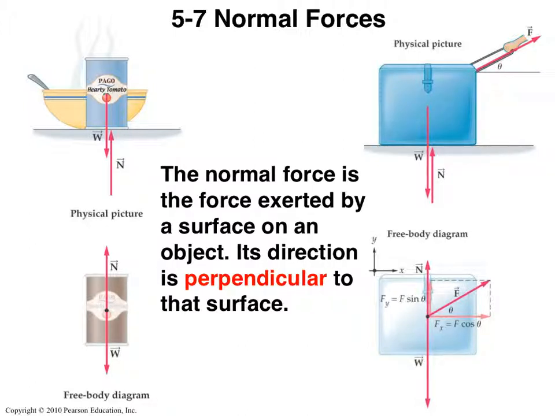Okay? The apple pushes down on the table, and the table pushes up on the apple. What do you mean by the normal force? That's the force that is perpendicular to the surface. Now, for a horizontal surface, the normal force on the apple is upwards.